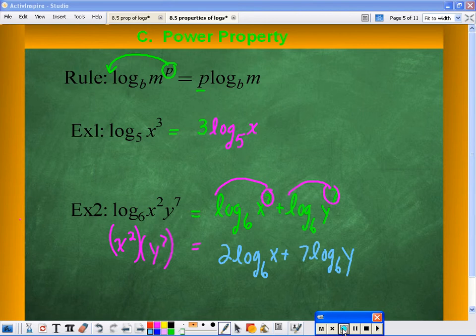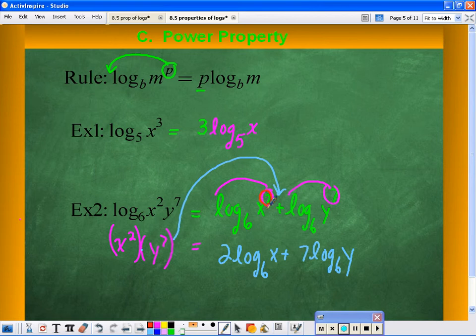So just to recap that, we had multiplication here, we transferred it to addition, and then when we were done with that, we took our power rule, put it into play, and put that in front. And that's all there is to it.